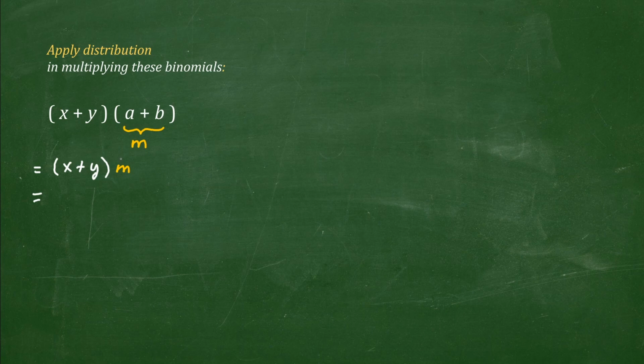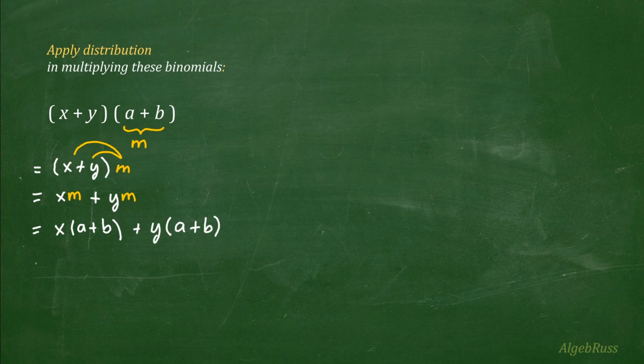We can now apply distribution. So we have x times m is xm plus y times m is ym. But there's really no such thing as m. That value was just assumed to be able to use distribution. So let's replace m with the original value a plus b, like so. So this becomes x times the quantity a plus b plus y times the quantity a plus b.